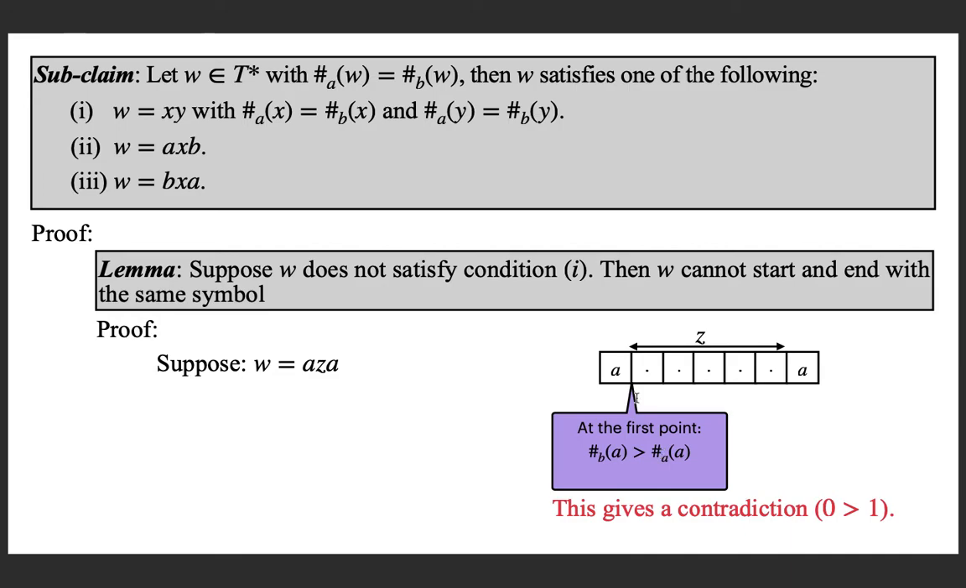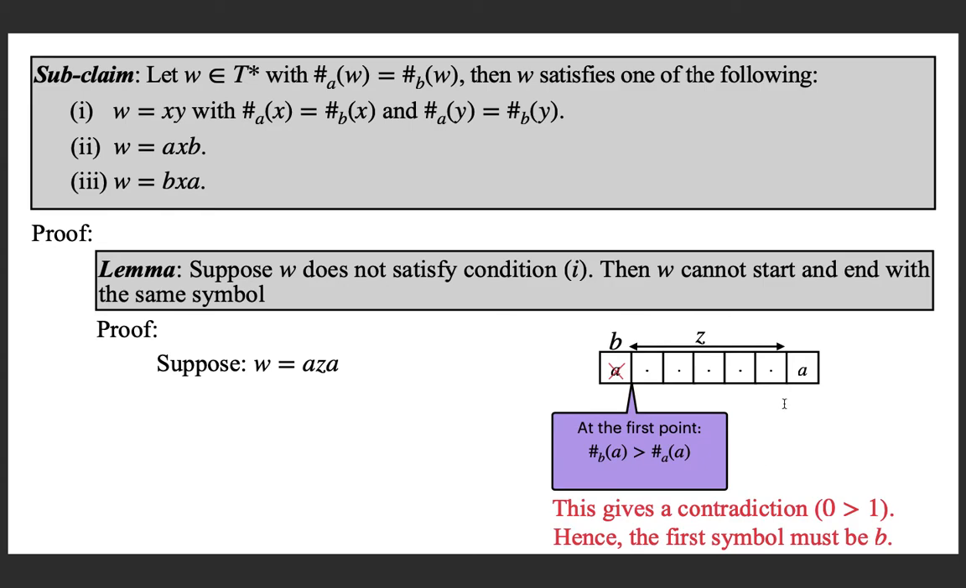So in fact, to satisfy this, the number of B's must be 1 more than the number of A's. So this must be B. That is the only case you can satisfy this condition. So the first symbol must be a B. Hope you followed it, otherwise watch it again and see what is going on.